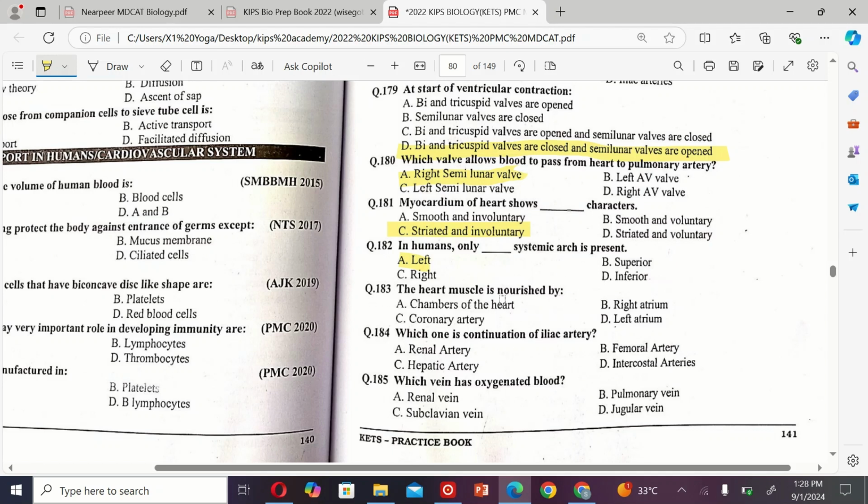The next MCQ is: the heart muscle is nourished by A. Chambers of the heart, B. Right atrium, C. Coronary artery, and D. Left atrium. So the correct option is C.